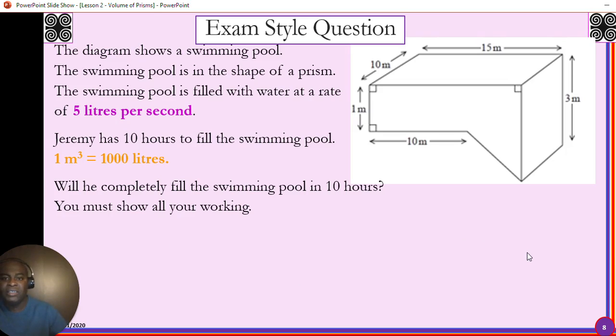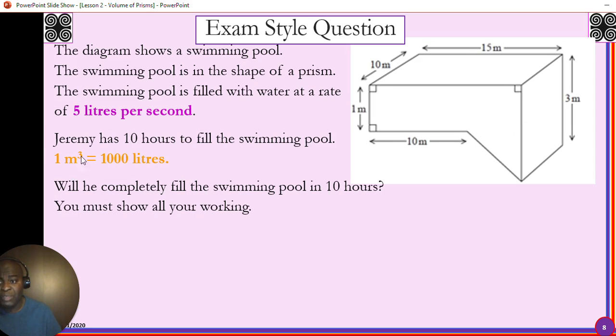Okay, now let's look at this exam style question. We have a swimming pool with the dimensions given, and this swimming pool is empty, but we've been given some restrictions. The swimming pool is filled with water at a rate of 5 liters per second. That means that every second we can pour 5 liters of water into the swimming pool at that rate. Every second, 5 liters of water. And Jeremy has 10 hours, and the question is, will 10 hours be enough to really fill this swimming pool?